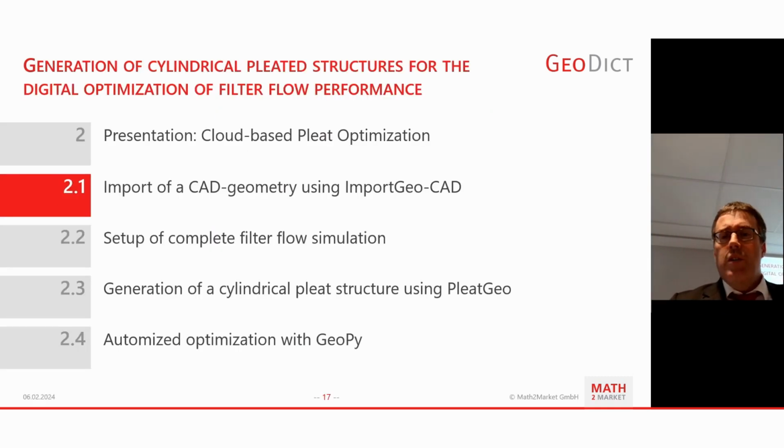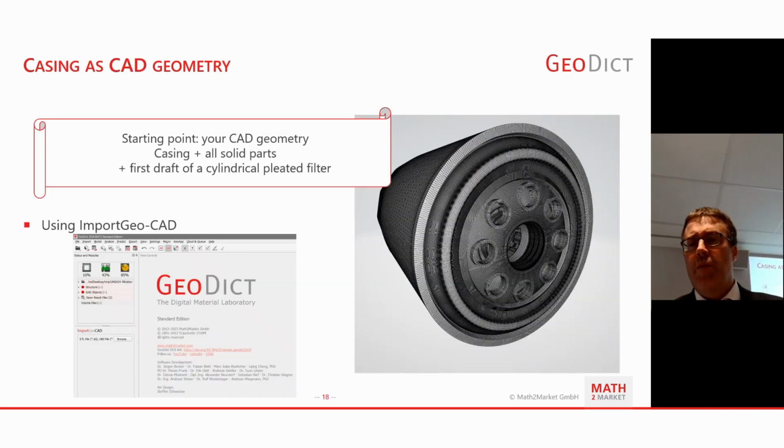Now, the workflow starts with the import of a CAD geometry. So let me guide you through the tools, the modules, and highlight some aspects of them. If I want to optimize my filter, I start with the geometry of the filter: the casing, all the solid parts. On the right-hand side, you can see a first draft of our filter, which we will use today.